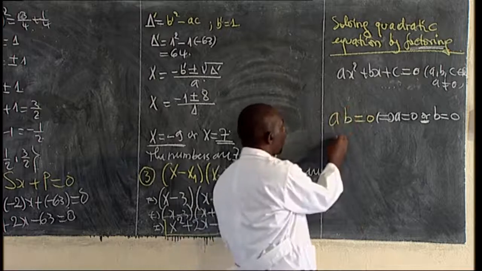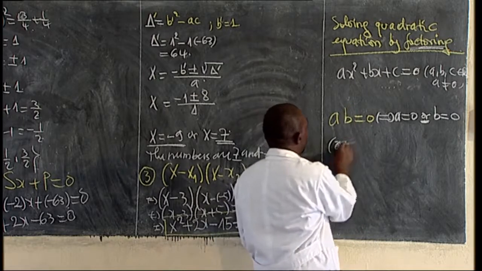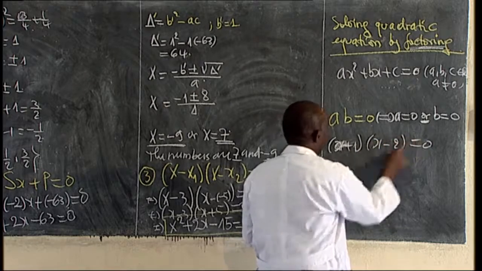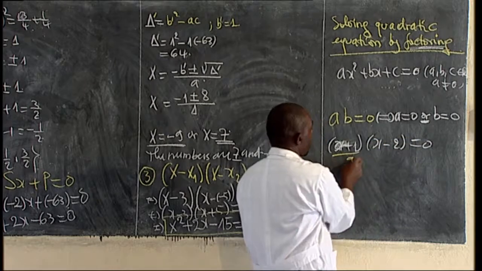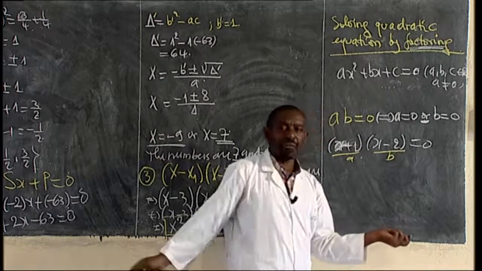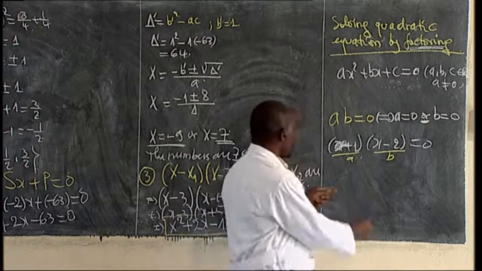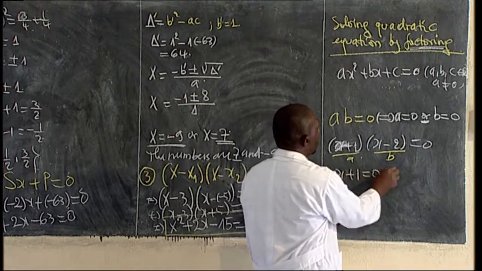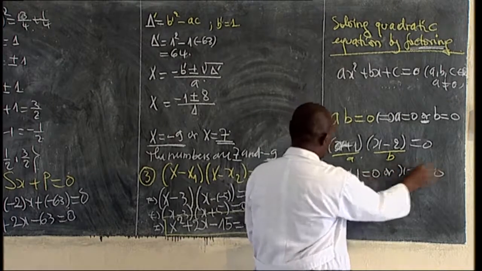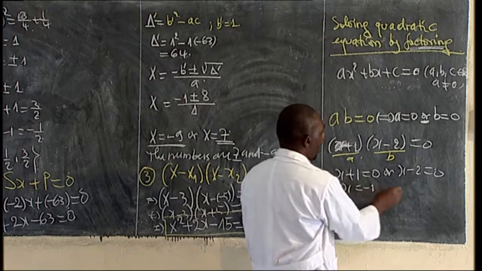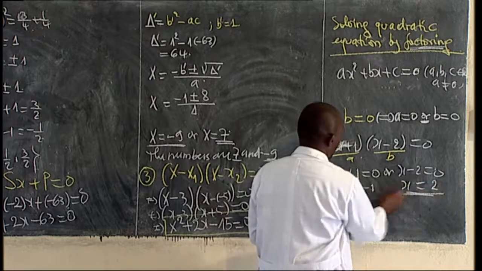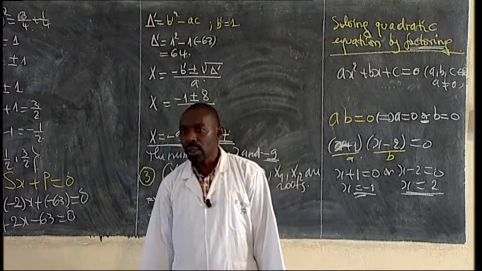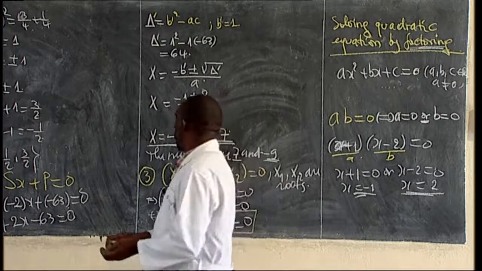These are different factors. For instance, let us take x plus 1 times x minus 2 equals 0. This can stand for A, and this is B. These are factors. If you want to solve, it means that x plus 1 equals 0, or x minus 2 equals 0, then x equals minus 1, and x equals 2. Do you see? Of course, you have given the set of solution, isn't it? So that is the property you have.